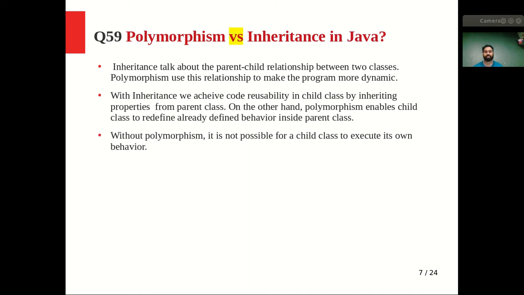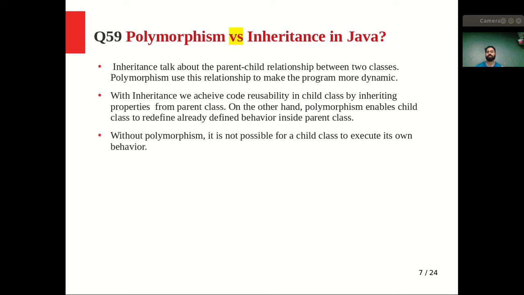So let's move to the next question, polymorphism versus inheritance. In the last lecture we discussed inheritance, and today we are discussing polymorphism. So let's see the difference between polymorphism and inheritance. The first point is that inheritance talks about the parent child relationship between two classes, but polymorphism uses this relationship to make the program more dynamic. It uses the is-a relationship of two classes, the inheritance concept. So inheritance talks about the parent child relationship, and polymorphism uses this relationship to make a program more dynamic.